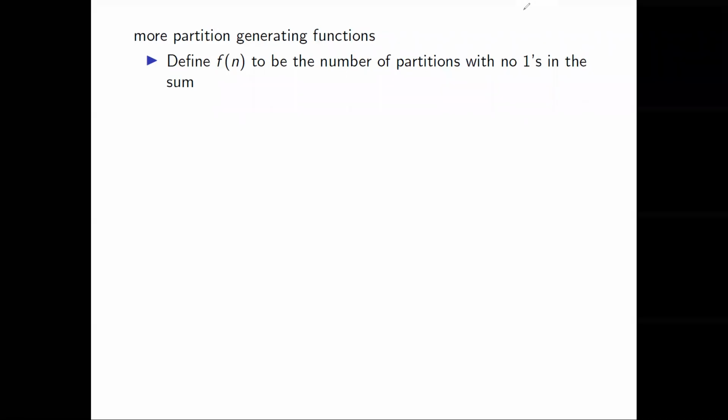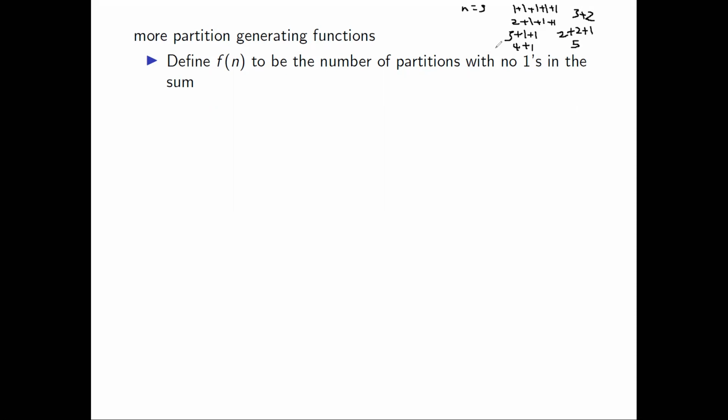So we can consider 5 again, n equals 5. And we can write that as 1 plus 1 plus 1 plus 1 plus 1, 2 plus 1 plus 1 plus 1, 3 plus 1 plus 1, 4 plus 1, and we got 3 plus 2, and we had 2 plus 2 plus 1, and we have 5. So that is n equals 5. Let me write that 5 a little clearer.